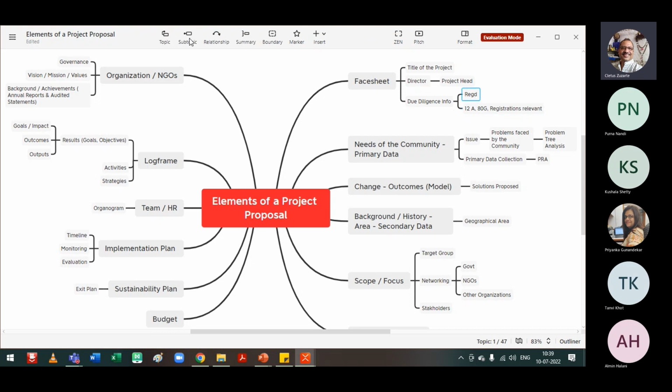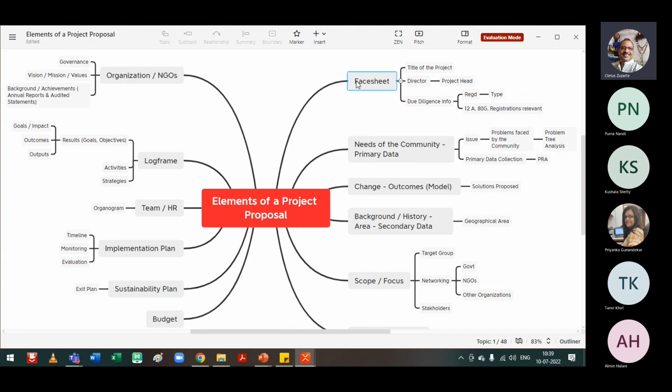You won't put the deed itself; you'll put it in the appendix. Basically, this face sheet will not give a lot of data. It's only one page. In that one page, you will give all this information: title of the project, the director, the email ID of the organization. You are right. So I'll just put that down also.